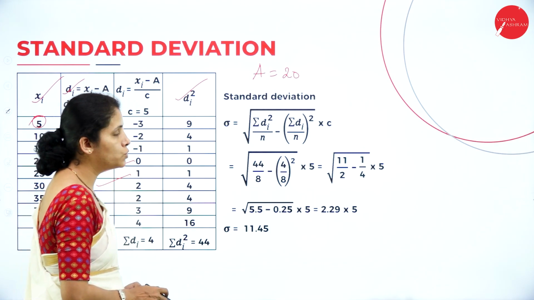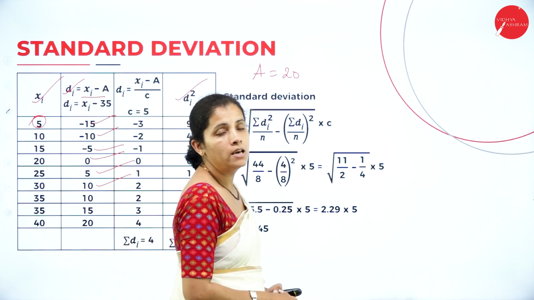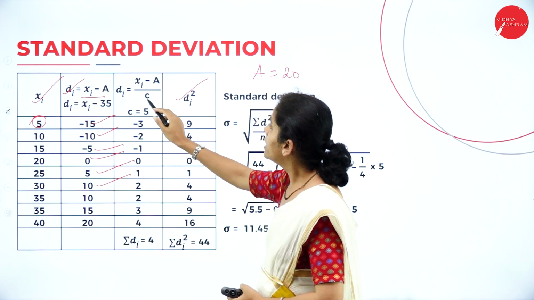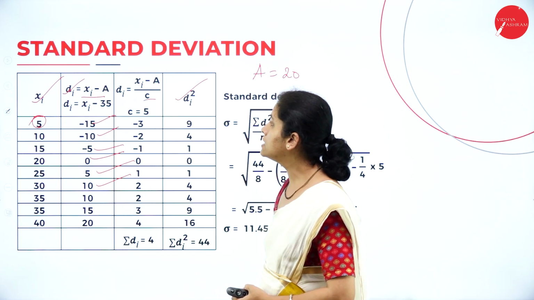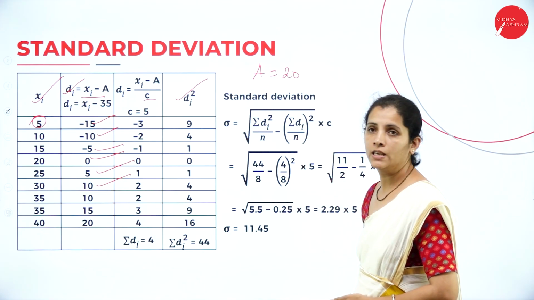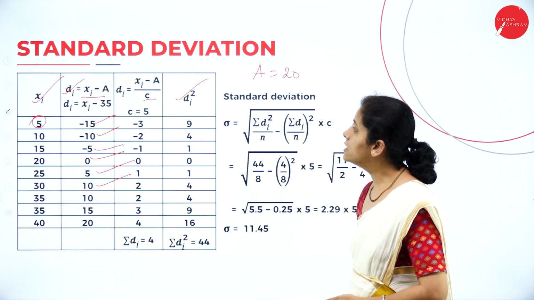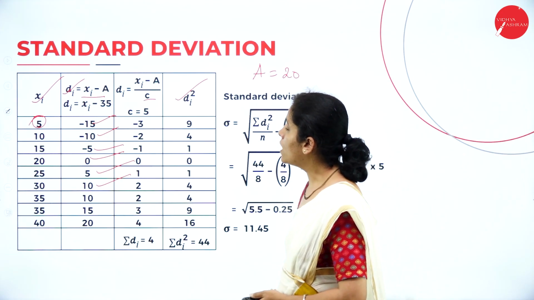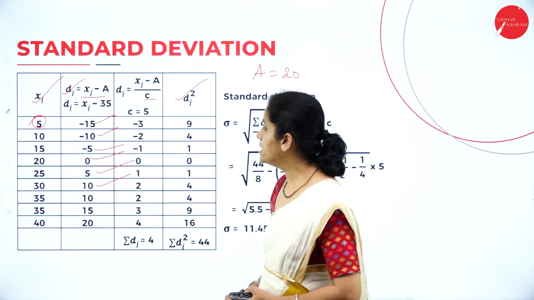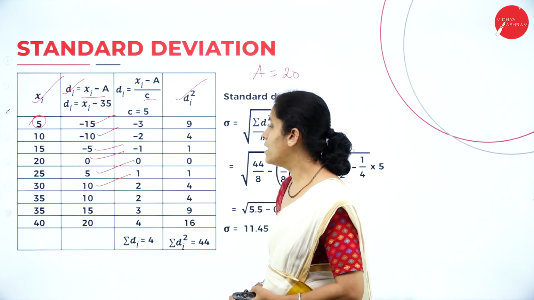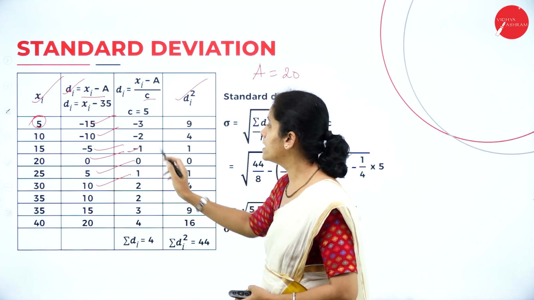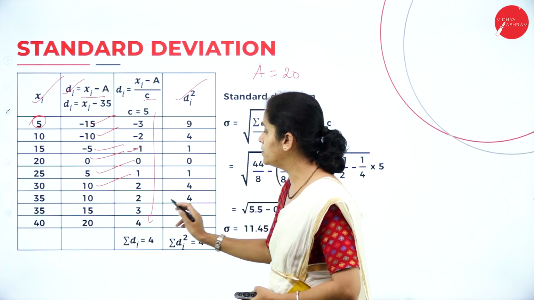Now, I want to take the summation. At the same time, I have the formula di equal to xi minus A by C, where C is 5. So I have minus 15 divided by 5, it is minus 3. Minus 10 divided by 5, it is minus 2. Minus 5 divided by 5, it is minus 1, and I am going to continue.